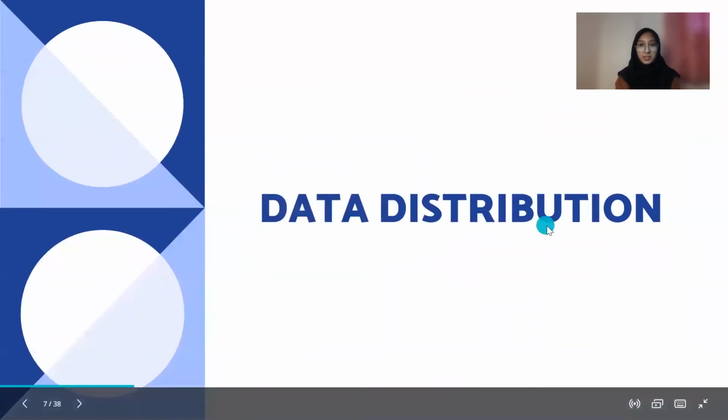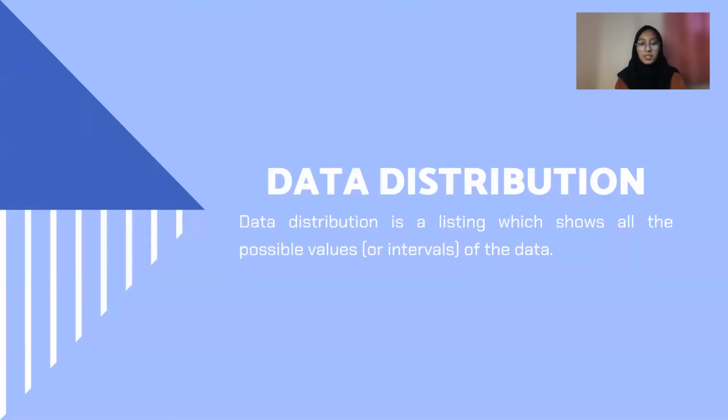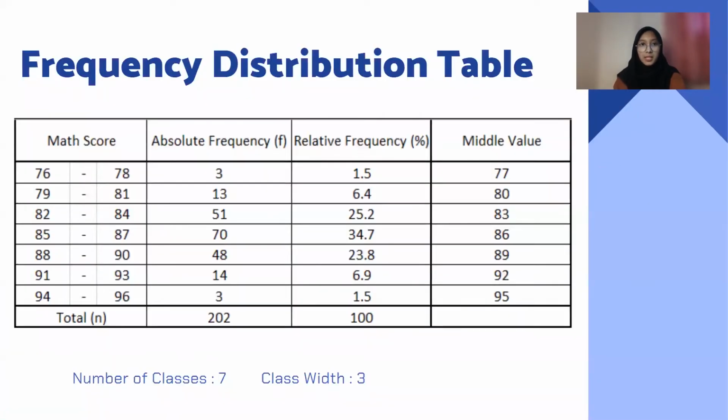Okay, so next is data distribution. Data distribution is a listing which shows all the possible values or intervals of the data. The data in a distribution will be ordered from the smallest to the largest, and graphs and charts allow you to easily see both the values and the frequency with which they appear. So the first one is the frequency distribution table.